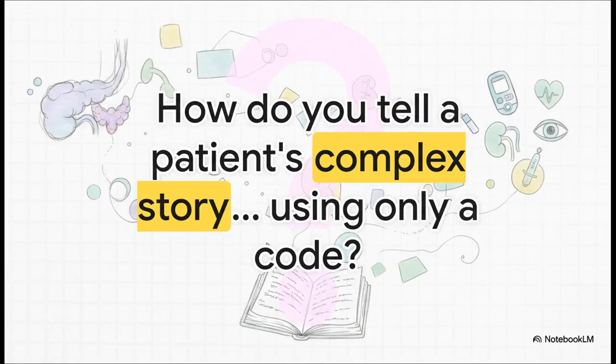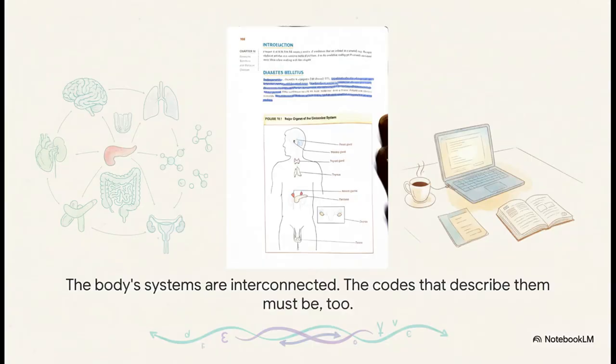It really all boils down to this one big question, right? How do you take this incredibly detailed patient story, all the nuances of their metabolism, their history, and distill it all down into a single universal code? Well, that's exactly what we're here to figure out. So where do we start?